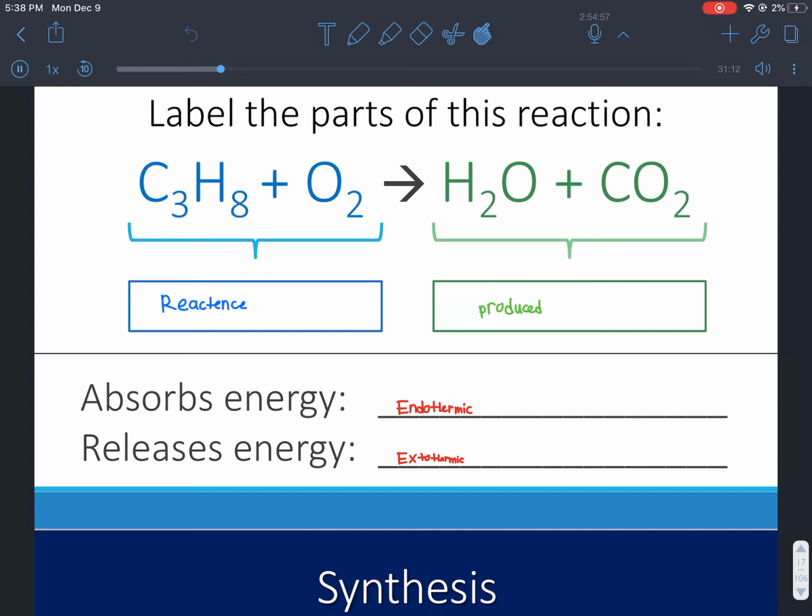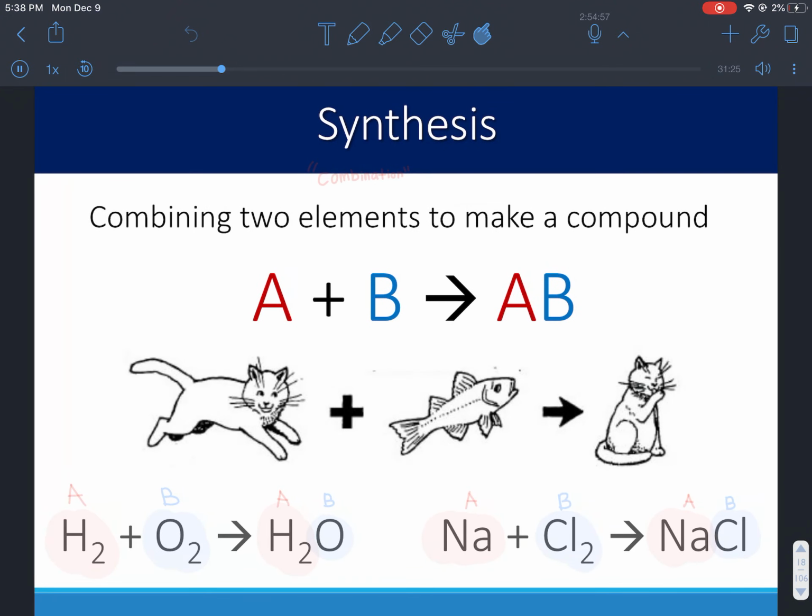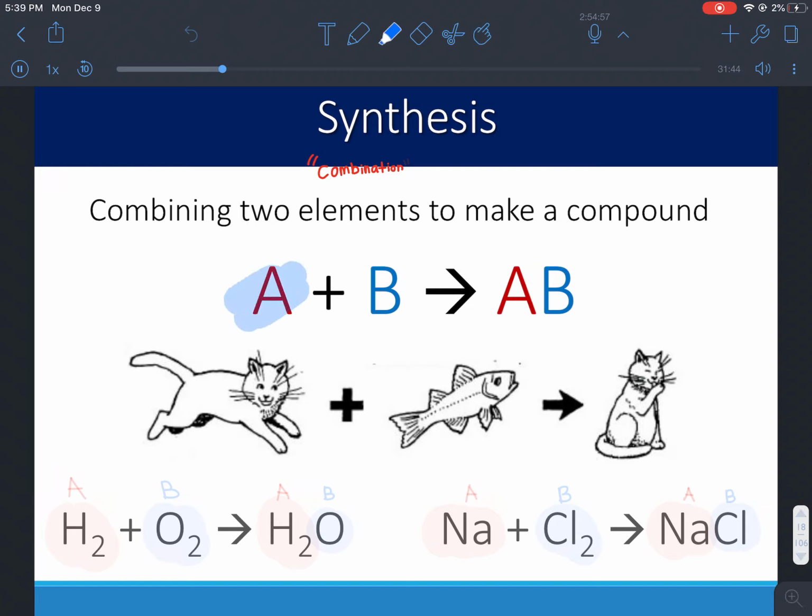Synthesis. This is a little review from yesterday, but we'll break it down a little bit more so it won't be as rushed. Be sure you're asking questions if I'm not making sense. Another word we use to describe synthesis is combination reaction. So synthesis or combination are the same type of reaction: two things combining to form one thing. So if these are two separate things, they combine to form one compound. Cat eats fish. These are two reactants making one fat cat or a catfish.